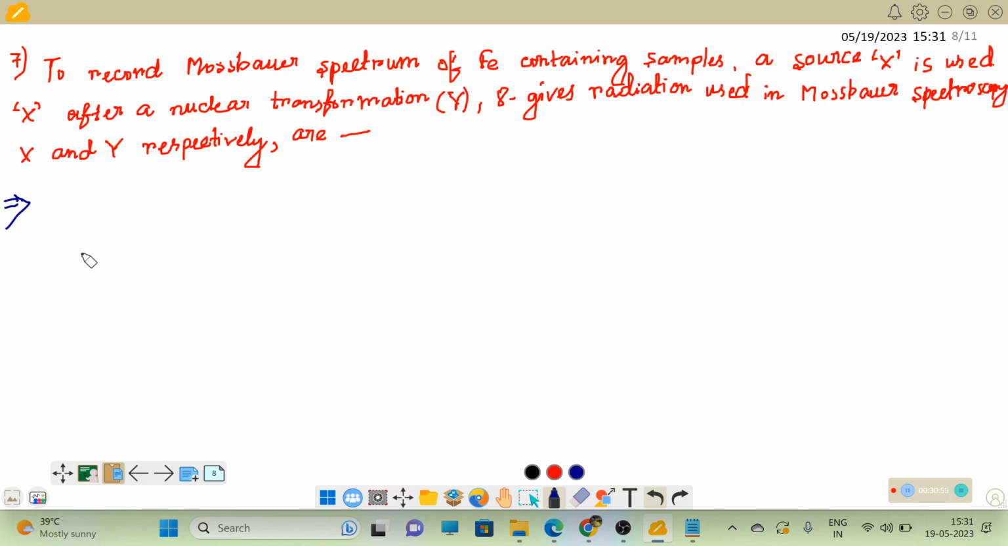That is question number 7, I think. To record the Mossbauer spectrum of Fe-containing samples, a source X is used. X after a nuclear transformation to Y gives gamma radiation, used in Mossbauer spectroscopy. So how we use Mossbauer spectroscopy is the thing you have to know. The main thing is that in Mossbauer spectroscopy we use cobalt-57. After capturing an electron, by electron capture, it converts into the excited state of Fe.